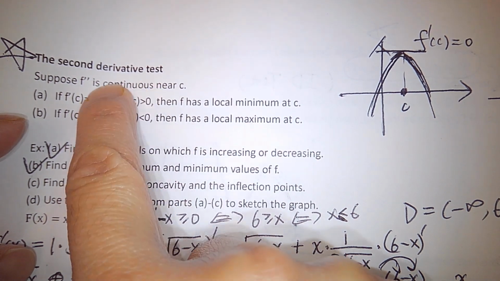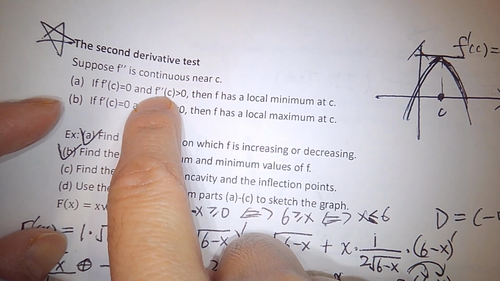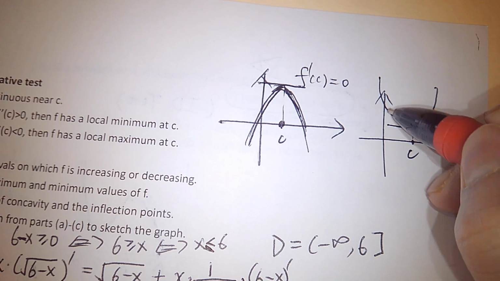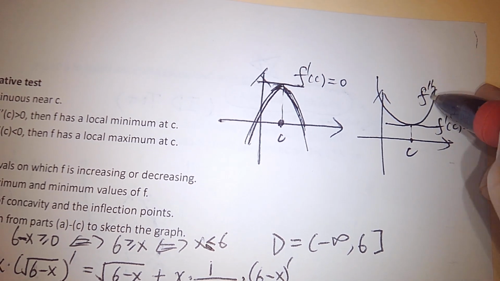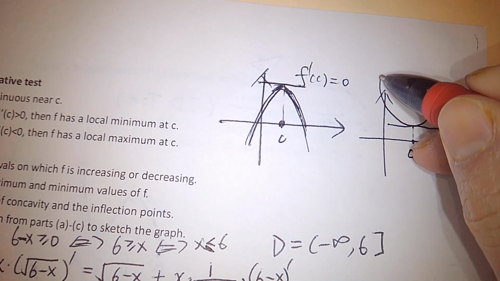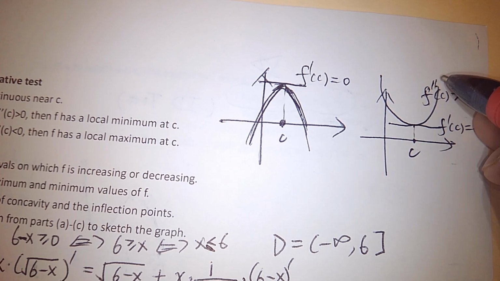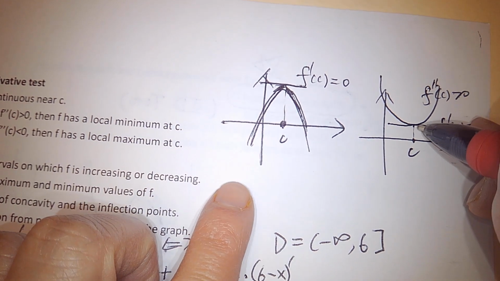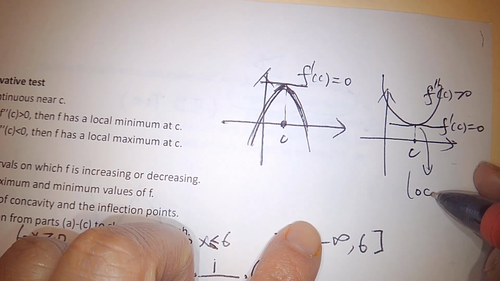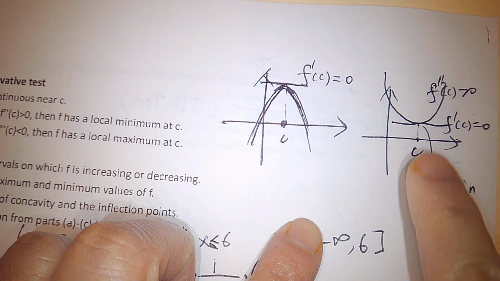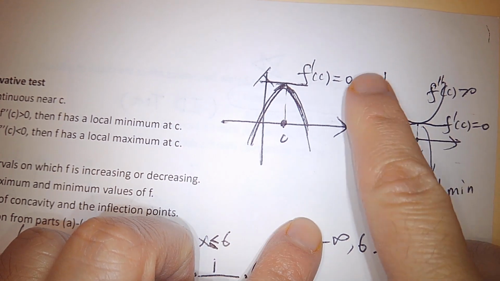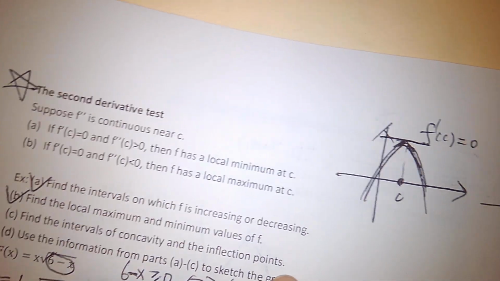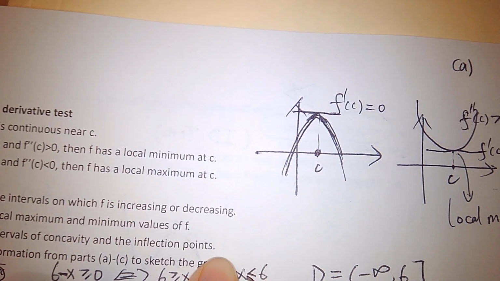Alright, if f double prime of c is positive, what does this mean? The graph is going to be concave upward or downward? Upward. So if f double prime of c is positive, we're going to have a concave upward graph. So we'll have a local minimum, because when it opens up, we should have a local minimum value, right? This is case A.